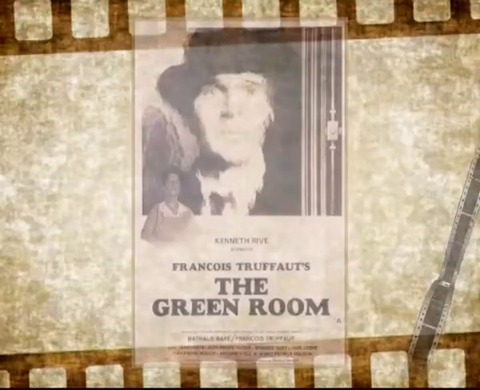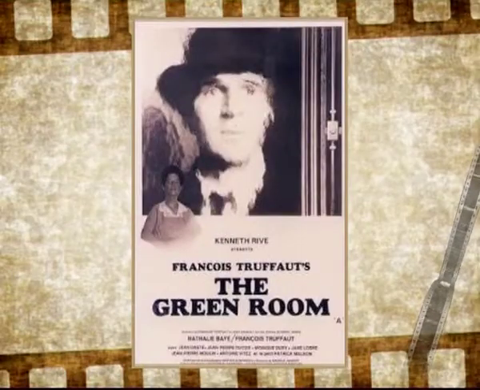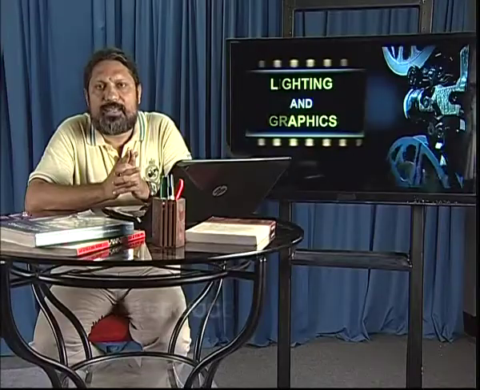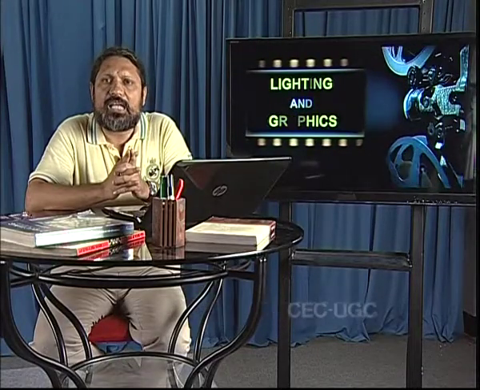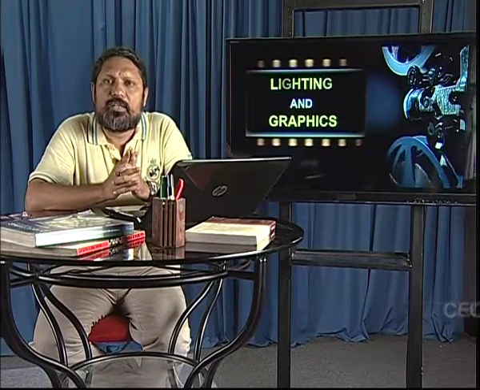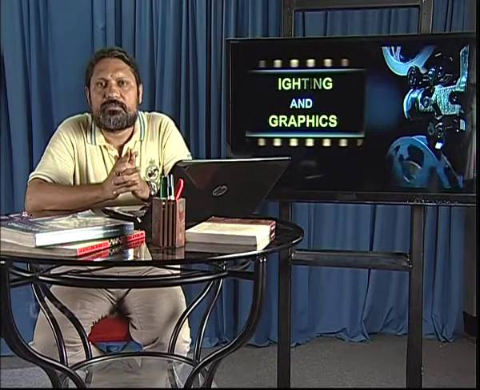Many other filmmakers have used color lighting as an expressionistic mode of filmmaking. In Truffaut's Green Room, yellowish light is used with a tinge of redness in it, whereas Eisenstein uses blue light to create a certain horror.